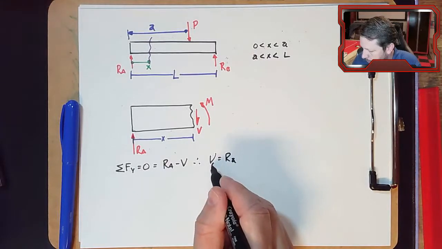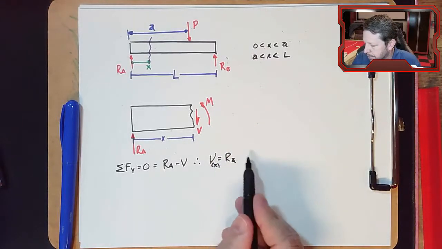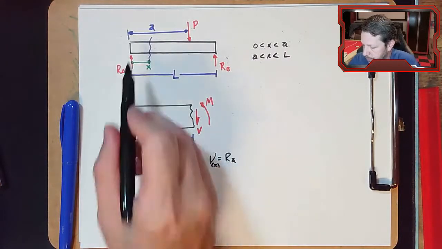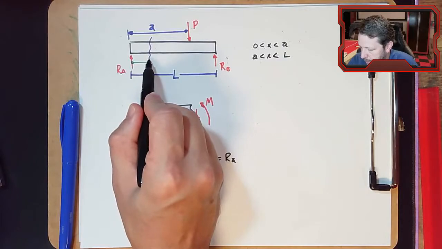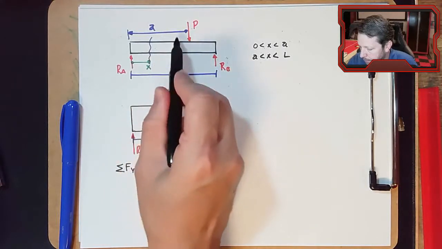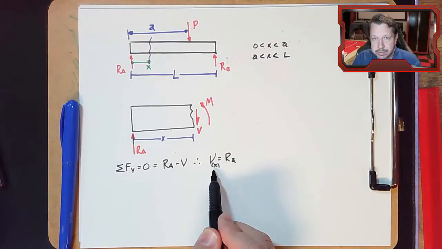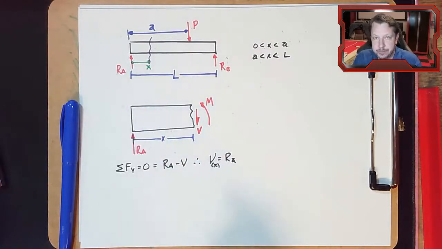I can even write it as a function of X, but there's no actual X variable over here. So the shear force anywhere that I would cut this beam, from here all the way over till I get up to A, is a constant RA. It just equals whatever that reaction at A is.